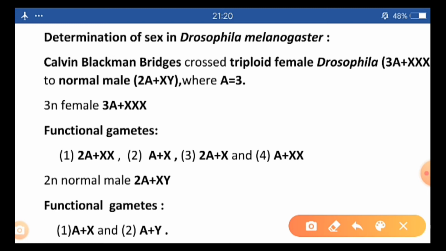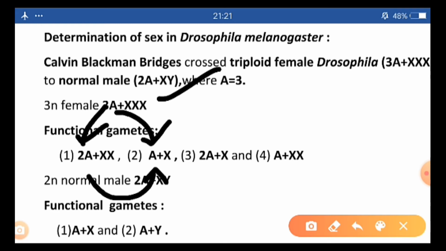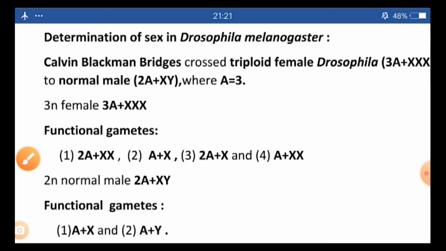In case of the female triploid Drosophila, the gametes may be 2A plus XX, then the other will be A plus X. Clear? So 2A plus A, it is thrice A. 2X plus X equal to 3X. Okay, like that.